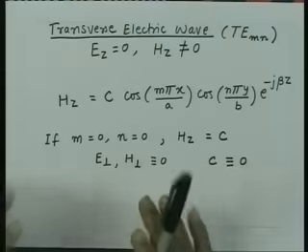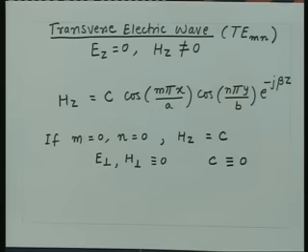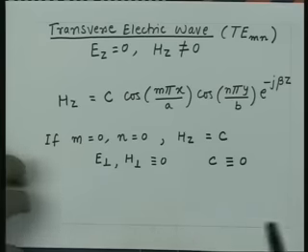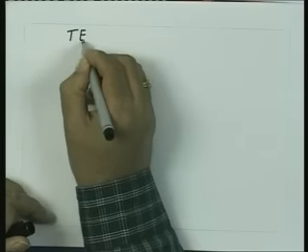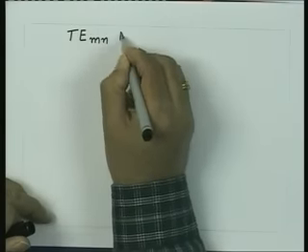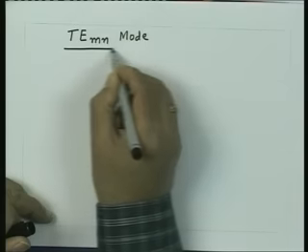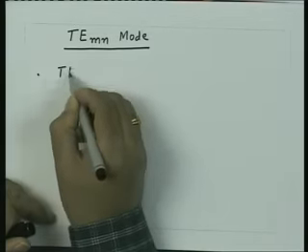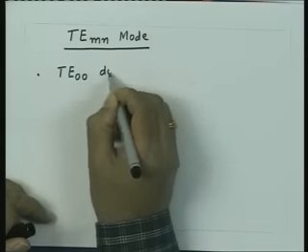That means the mode TE00 cannot exist now because this quantity is identically 0. So, these fields cannot survive inside the rectangular structure. So, we make again an important observation about transverse electric wave, that the TE00 mode cannot exist. So, we can write down now the observation for TE case, TE MN mode. Firstly, TE00 does not exist.